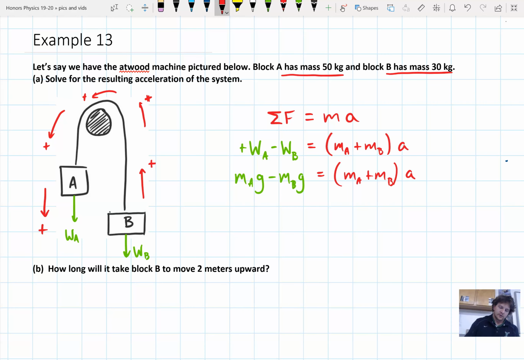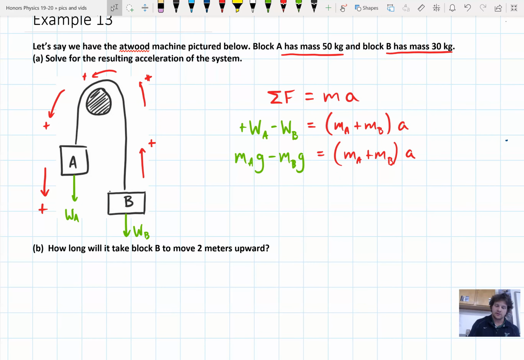All right. So now I'm going to actually solve for a. I'm going to divide both sides by this quantity right there. So a is equal to m_A minus m_B, and because there's a g on each of those terms, we can factor that g out. And that's over m_A plus m_B. And one extra little step we can do just to make it nice and pretty, we can put all those masses together.